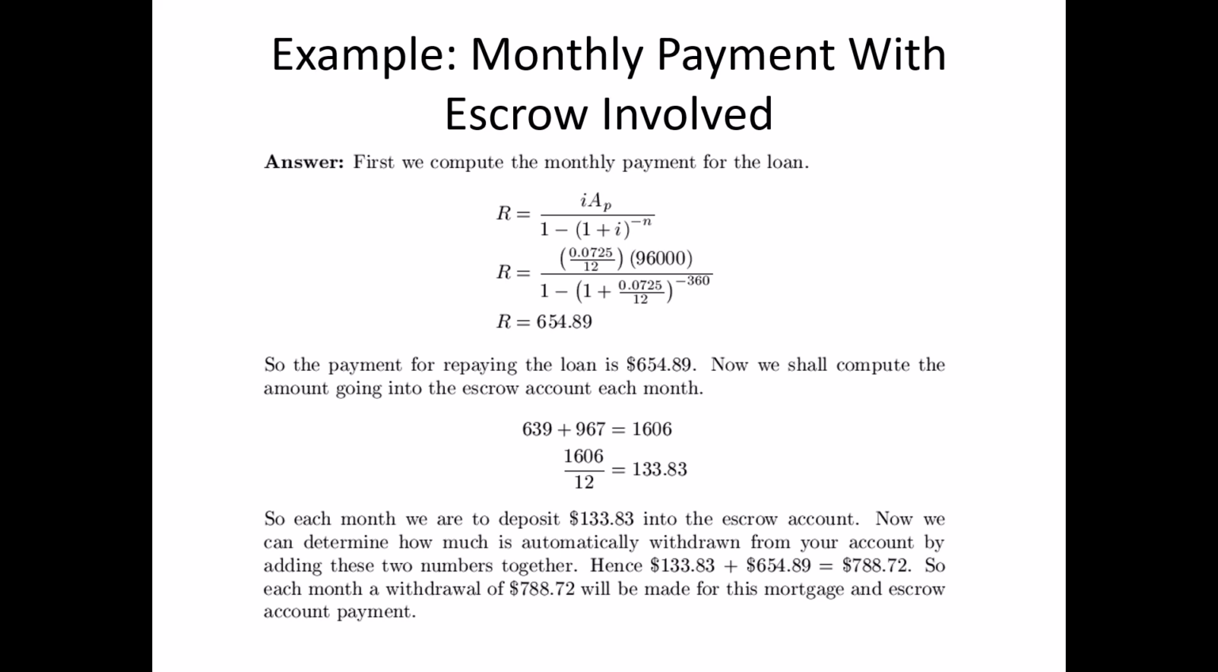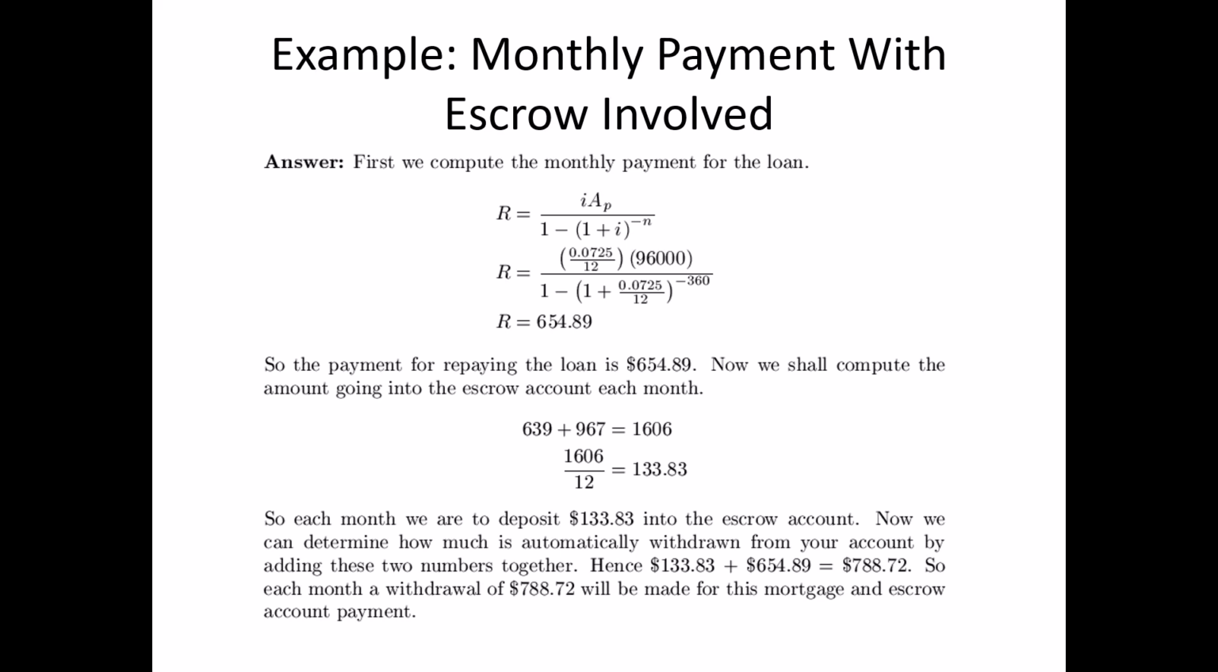Now we're going to compute the amount that goes into escrow each month. We're told that the estimates are $639 for insurance and $967 for taxes. Add those together, we get $1,606. Divide that by 12, that's $133.83 approximately. So each month we're going to deposit $133.83 into the escrow account.